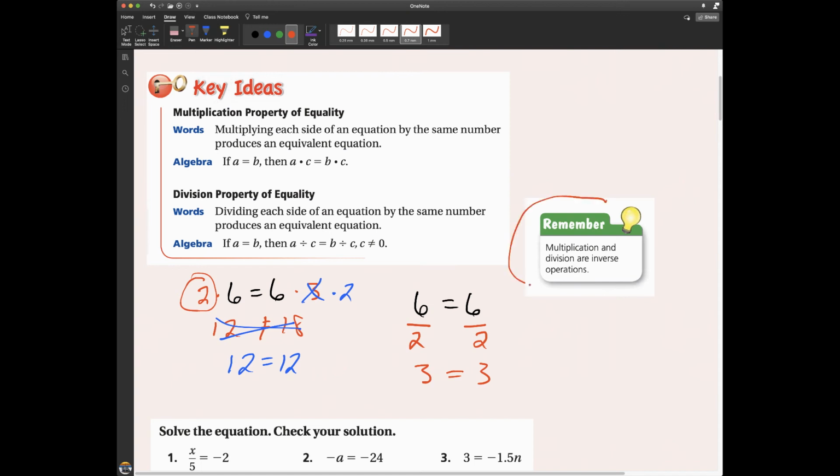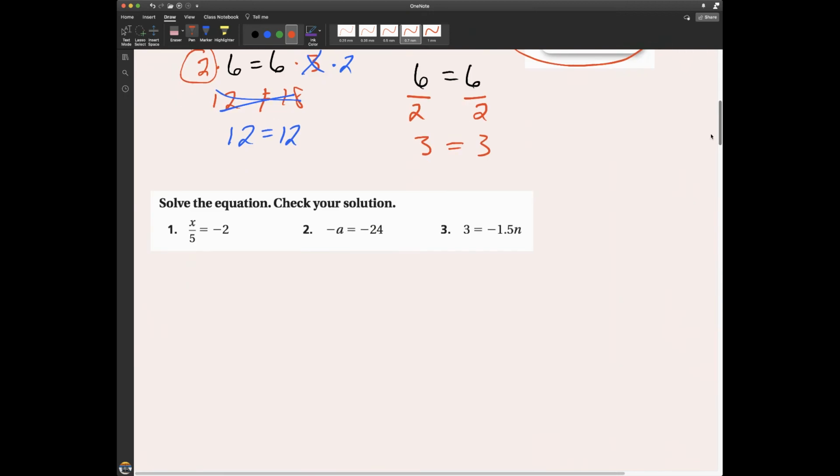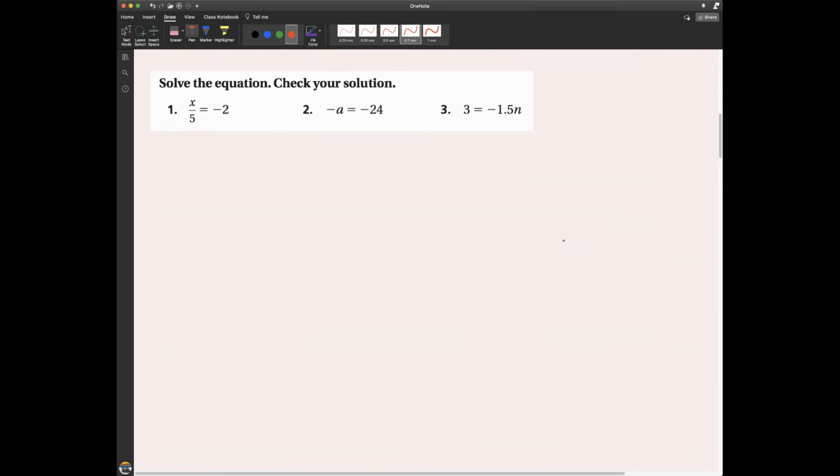Also remember, multiplication and division are inverse properties. So when I'm solving equations and I see that the variable is multiplied by something, I may have to divide it by something, except for in a special case, which we will look at in some problems later. So let's get busy and start looking at some examples. So I'll look at problems 1 and 2.